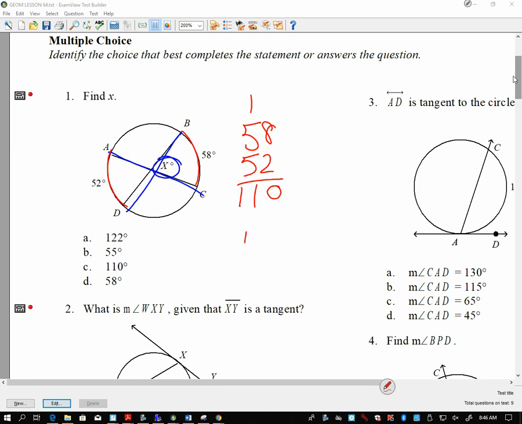$55, because we've got 110. 110 divided by 2 is 55 degrees. So x is 55 degrees. Okay?